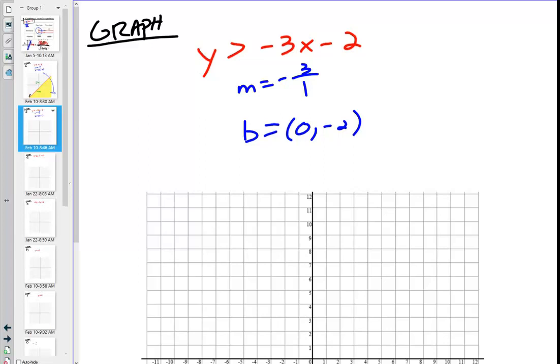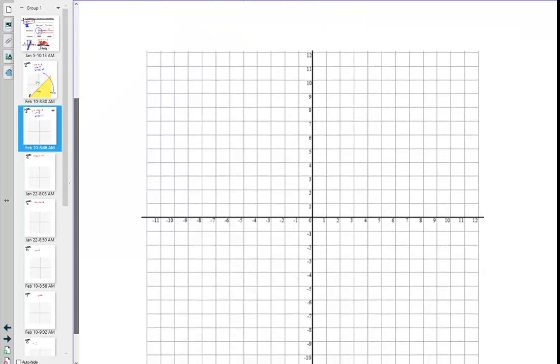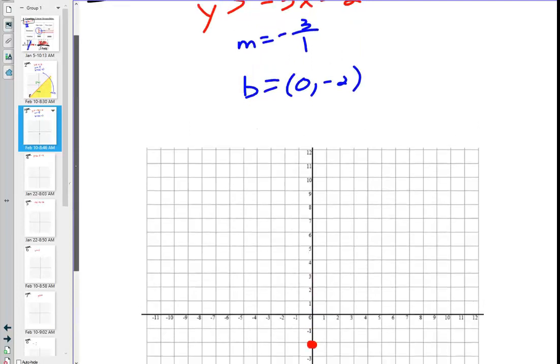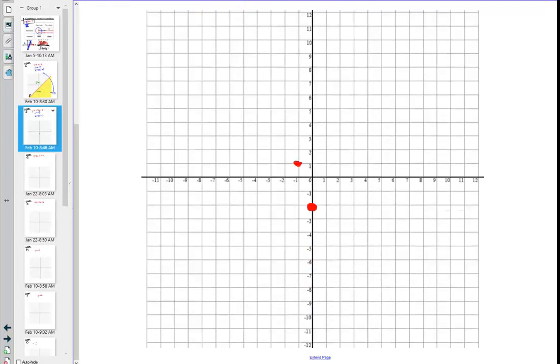Have you figured it yet? All right, so I gave you a head start. So -2 is where I started the graph. My slope is -3. So if I go up 3, I have to go left 1. That's the first thing you would be aware of.